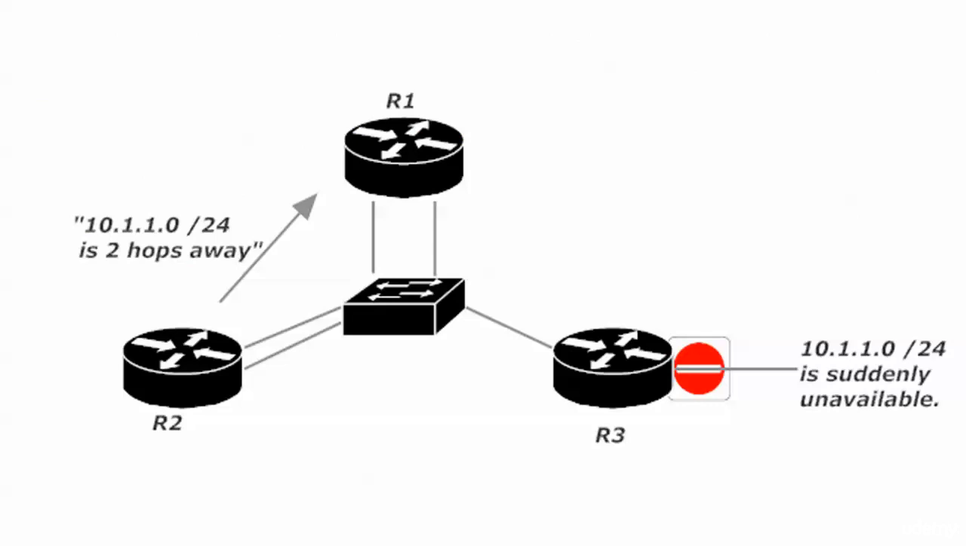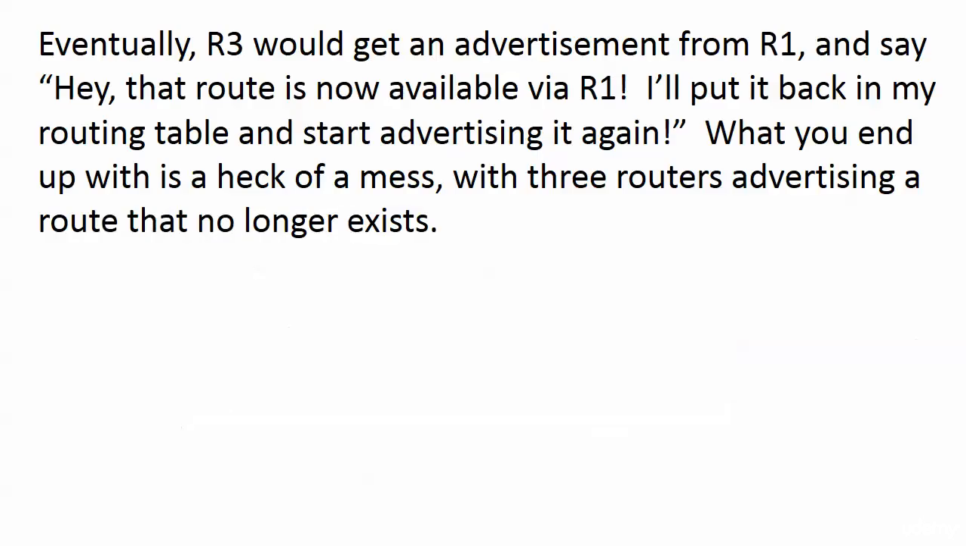So router 2 is just going to keep telling everybody, and in this case that includes router 1, hey, I know where 10.1.1.0/24 is, and it's two hops away, even though the network itself is now unavailable. So it's not enough for router 3 to stop advertising it. It's got to have a way to tell everybody else, hey, that route just ain't around anymore. Because what happens next in our walkthrough without route poisoning is that router 3 is going to get an advertisement from router 1 and say, hey, that route is now available via router 1. I'll put it back in my routing table and start advertising it again.